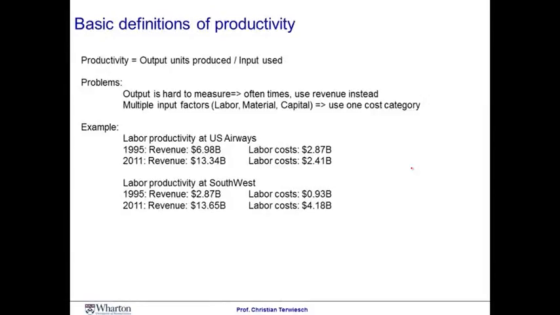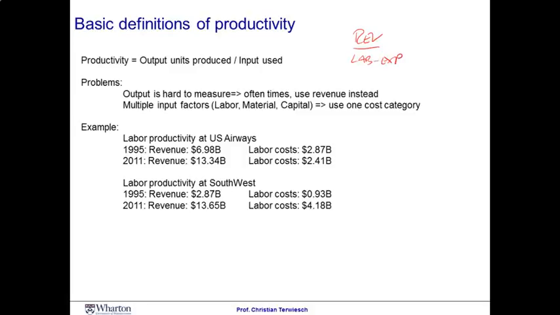We define productivity as a ratio between output and input. Oftentimes, however, it is difficult to measure output, so it is common in productivity analysis to use revenue numbers instead. We also often have multiple input factors, such as labor, materials, capital, and other things. One way to avoid adjusting for these multiple categories is simply to define one productivity ratio for each category. For example, we can speak about the labor productivity as a ratio between revenue and labor expense.